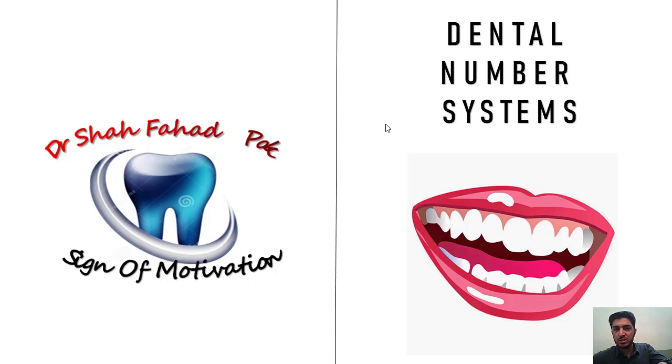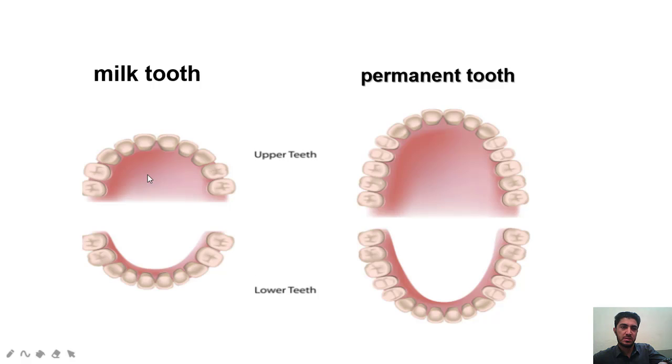Before starting the dental numbering system, which is used worldwide, we will learn a little about primary dentition, the milk teeth, and permanent dentition, the secondary teeth. We know that the milk teeth are the early teeth which erupt in the oral cavity, and then they are shed, and then the permanent dentition starts erupting and remains throughout life.